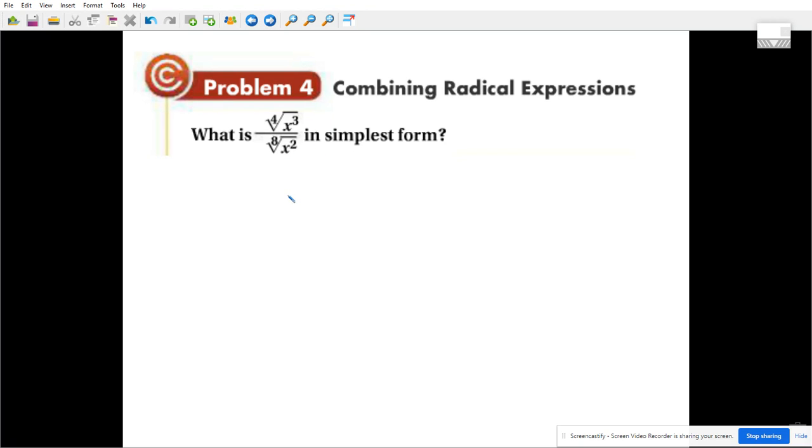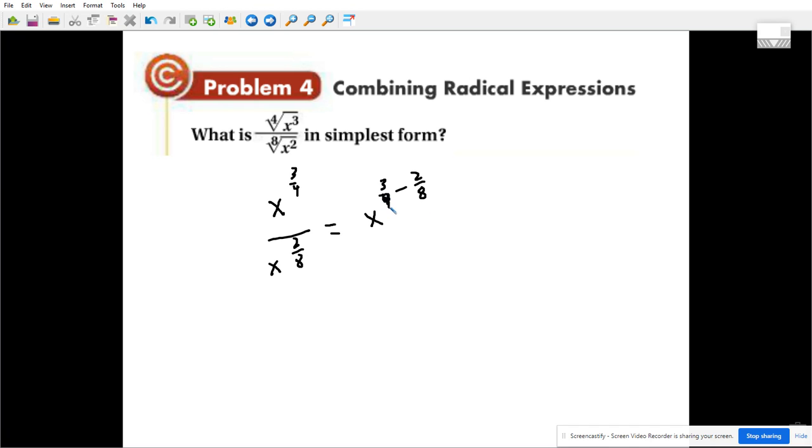for these problems. Now, this is where it really comes into play here. So it says, what is, now I don't have the same index here, so I can't divide. But if I rewrite this as x to the 3/4 divided by x to the 2 over 8, well, if I have the same base, all I do is subtract the exponents. So I could rewrite this as x to the 3 over 4 minus 2 over 8.